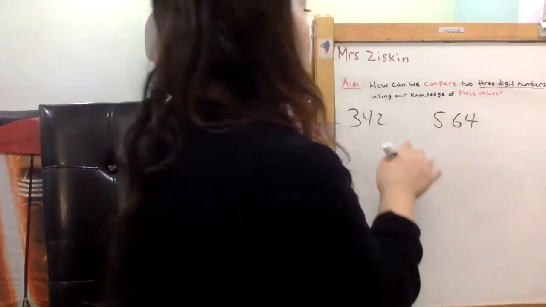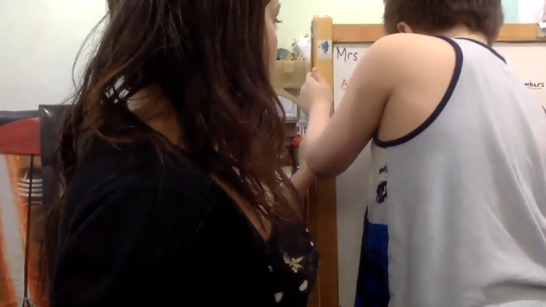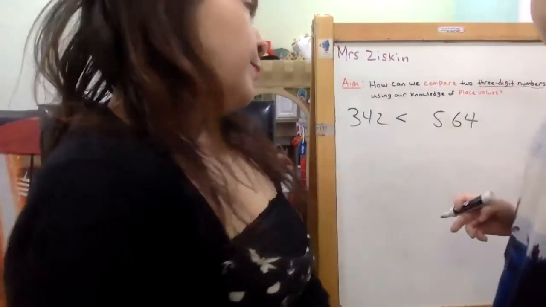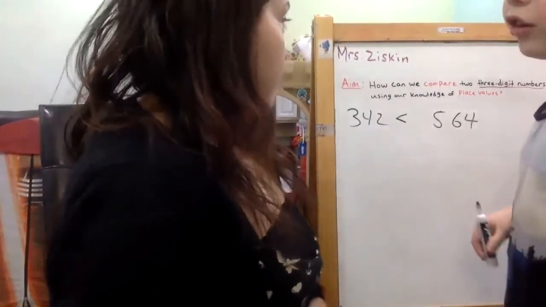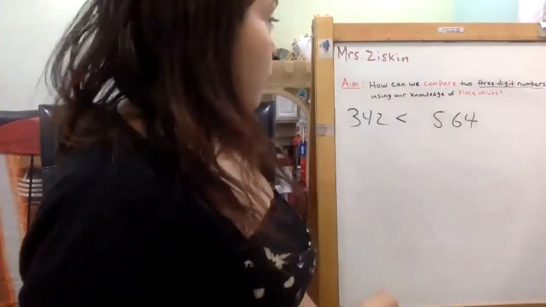So Zachary, can you come up and show us the appropriate symbol that you used? And can you read this for us? How would we read this? 342 is less than 564. Very good. Robert, do you agree with Zachary? Give a thumbs up. Perfect.